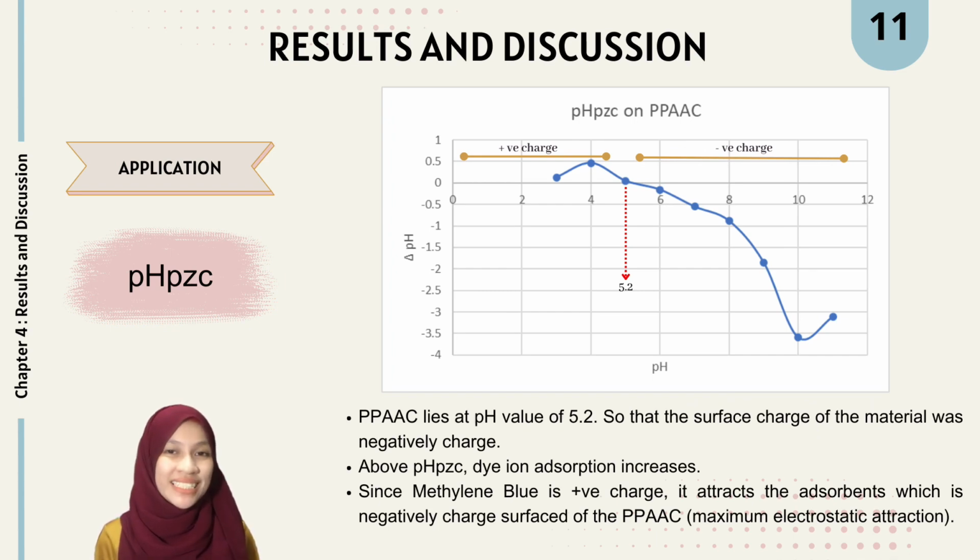For the pHpzc study, this sample lies at the value of 5.2, so the surface charge of the material was negatively charged. Since the methylene blue is positively charged because it is a cationic dye, it is attracted to the adsorbent, which has a negatively charged surface, and this can be related to the maximum electrostatic attraction.